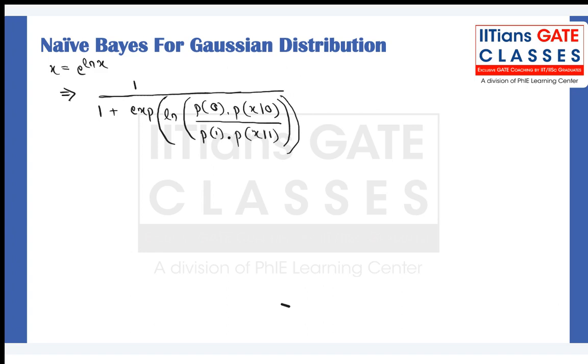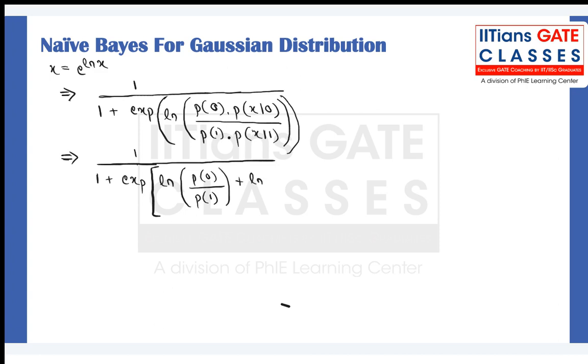Now what I can do is, there's another property of log which states that log of ab is nothing but log a plus log b, or ln, whatever you can call. ln is just log base e. So 1 by 1 plus exponent of, I can write this as log of p0 by p1 plus log of p of x given 0 by p of x given 1, right?